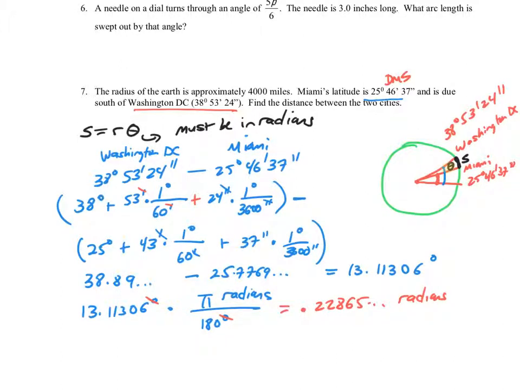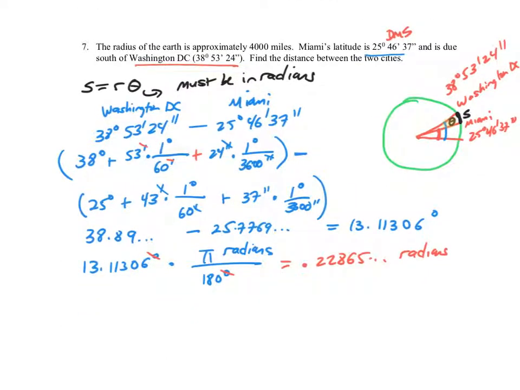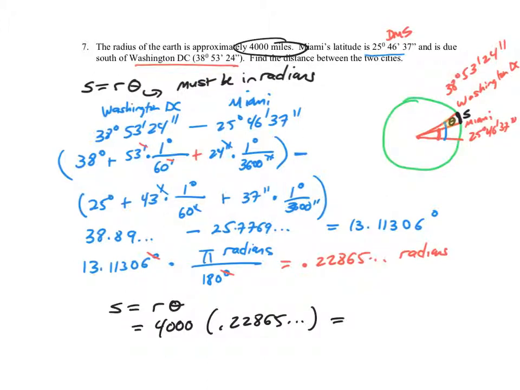Now we're going to put this converted angle in radians into the arc length formula. We go back to our arc length formula, that S is equal to r theta. The radius of the Earth is given in this problem to be 4,000 miles, so that's 4,000 times our theta in radians, 0.22865, and that turns out to be 915.5. The units here are the same as the radius, miles. So there are 915.5 miles between Washington, D.C. and Miami.